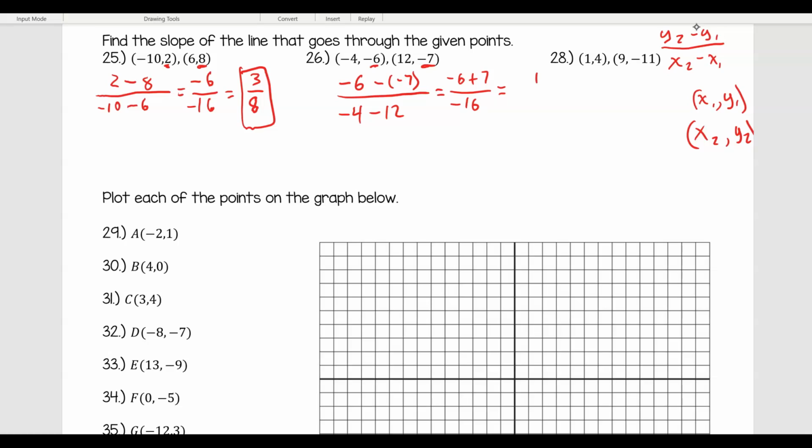So I have a positive 1 up top over 16 in the bottom, and we can put the negative. You can leave the negative on the 16 if you want, or you can move it out to the front, as long as you keep track that you do indeed have a negative slope for this one. Okay, so let's go ahead and try number 28 on your own. Just put your answer in the Ed puzzle here.